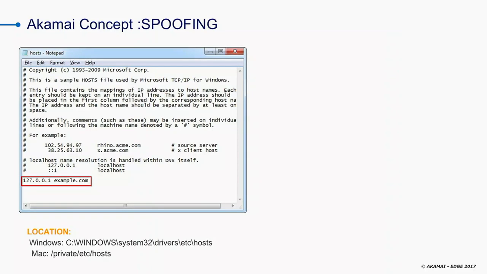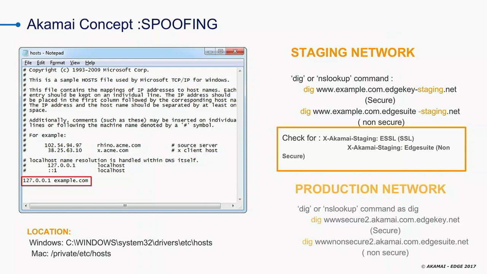This is not an Akamai concept, but spoofing is critical for you to do any sort of testing on Akamai in a limited fashion. Spoofing basically means you point your traffic from your machine to a specific server, and you do that by changing the host file. You can spoof to the different networks that I just covered by doing an NS lookup or a dig on your host names that Akamai gives you to CNAME.